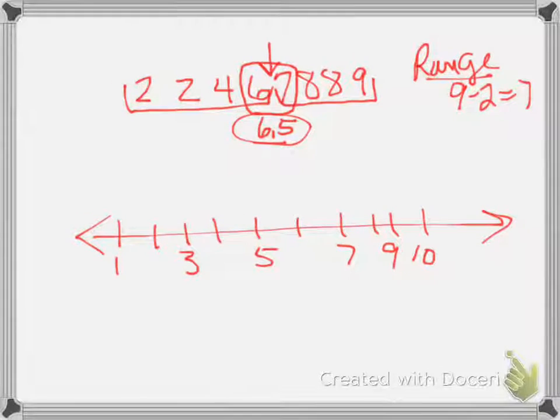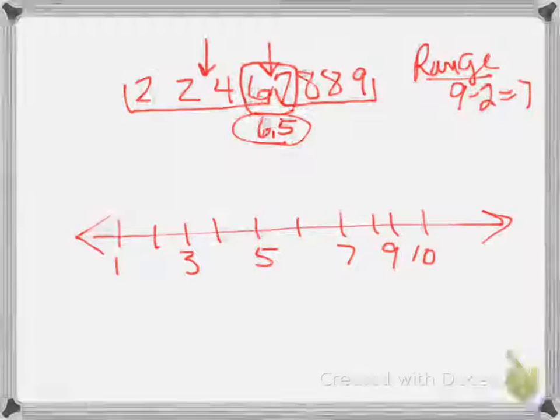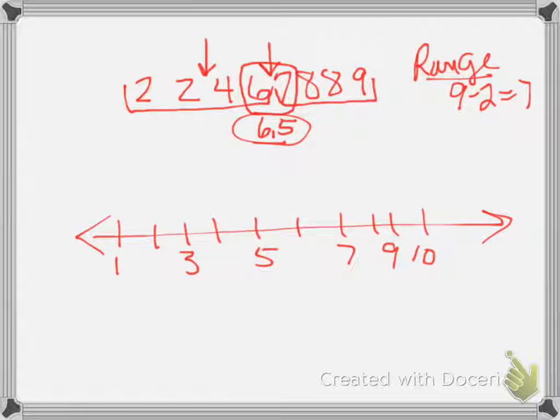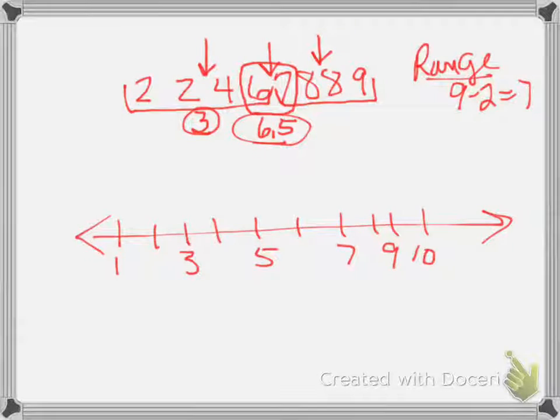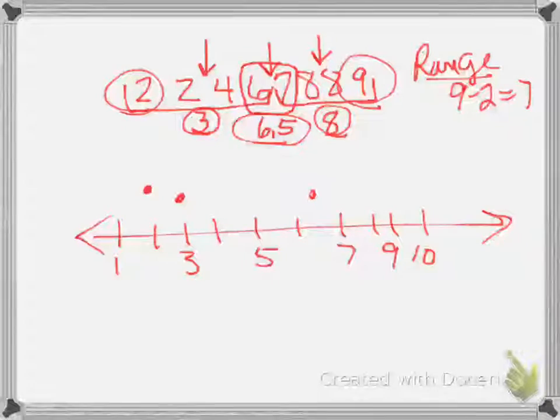What's the median of my lower half? 2.5. Not 2.5. Isn't it right in here? 3. It's 3. That's what I want. The median of the upper half, wouldn't it be right there? So what's that going to be? Between 8 and 8. 8. And then my lower extreme and my upper extreme. So I would dot. There's 2, 3, 6.5, 8, and 9. So here's the box.